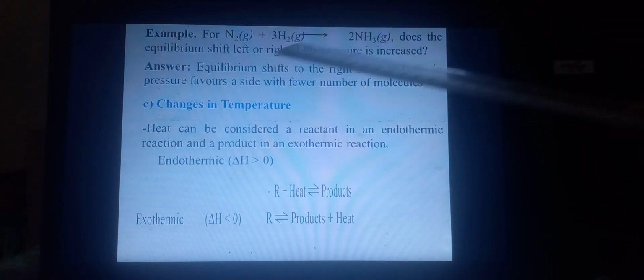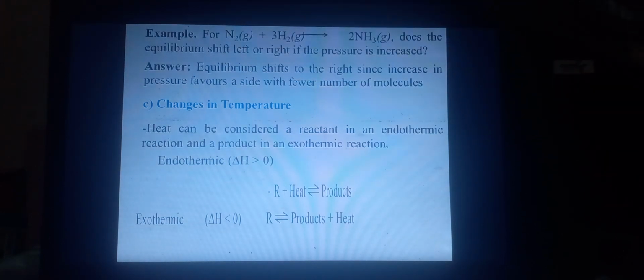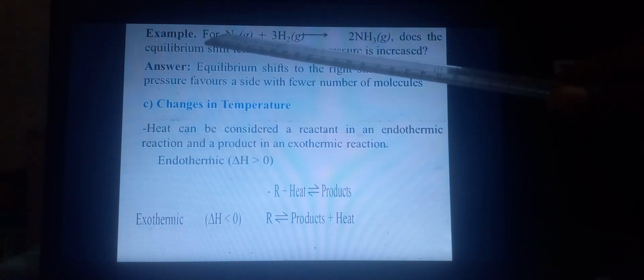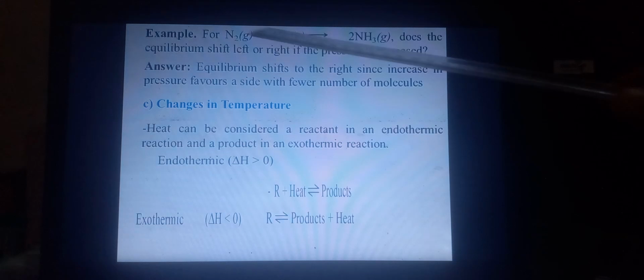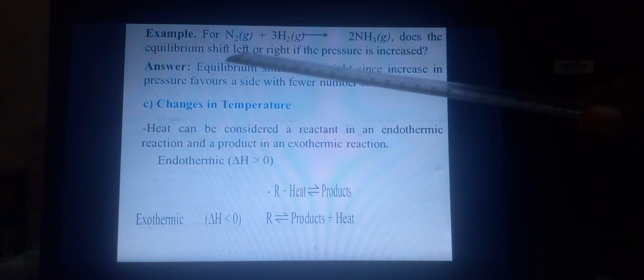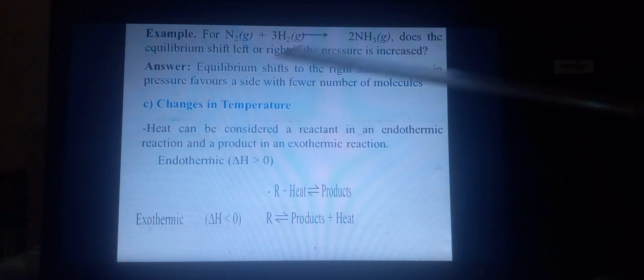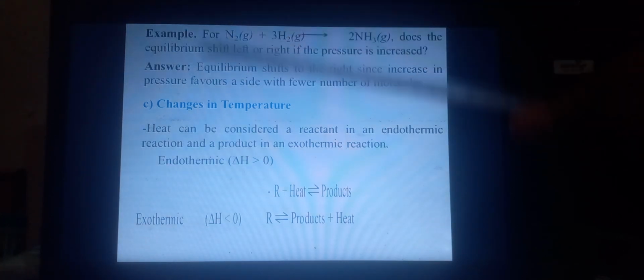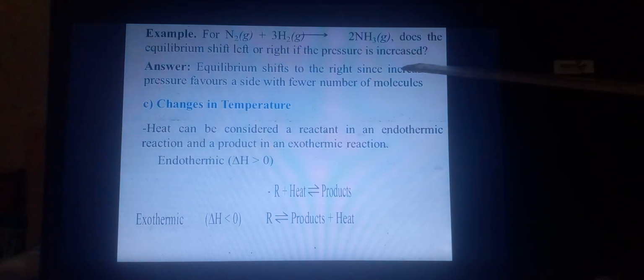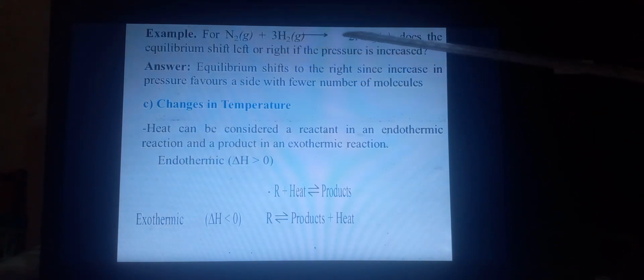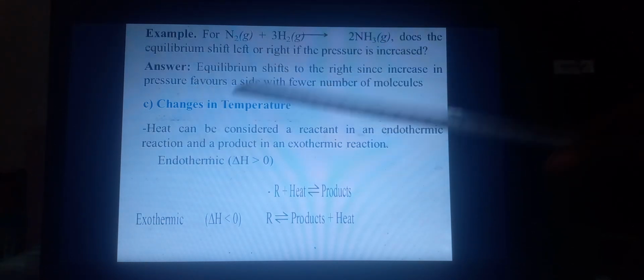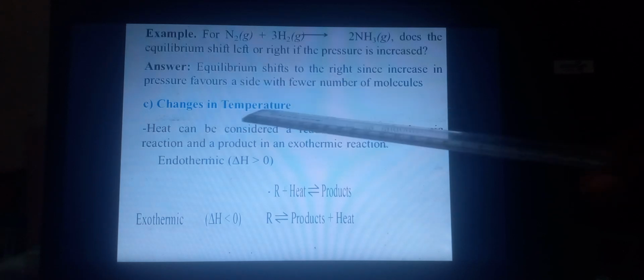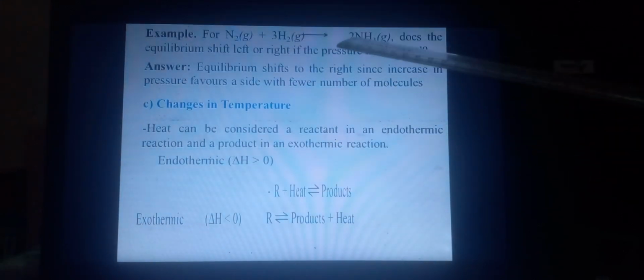So if you have this example of a reaction where nitrogen combines with hydrogen to form ammonia gas, taking the mole ratios, we have 1 mole of nitrogen gas and 3 moles of hydrogen gas. When you sum the two, we get a total of 4 moles. For products, we have 2 moles. So the reactant side has a higher number of gas molecules compared to the product side. Now the question: does the equilibrium shift left or right if pressure is increased? An increase in pressure will favor the side with fewer molecules, which is the product side. So the equilibrium shifts to the right, since we have 2 molecules on this side and 4 molecules on the reactant side.